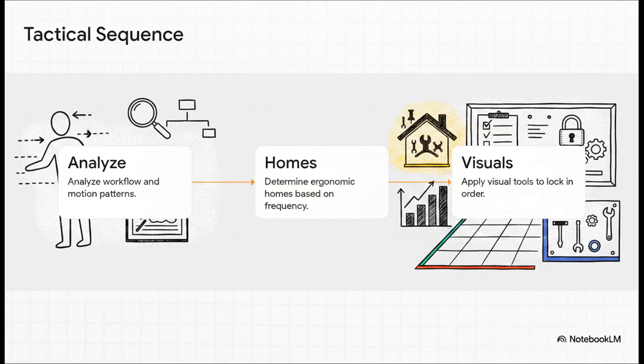Step 1. You systematically analyze the current workflow and carefully observe the actual motion patterns of the worker. Step 2. You determine those optimal ergonomic homes for every item based strictly on its frequency of use, heavily utilizing that golden zone we just talked about. Step 3, you apply visual management tools to permanently lock in that newly standardized order. And honestly, that brings us to the most exciting part of the process.